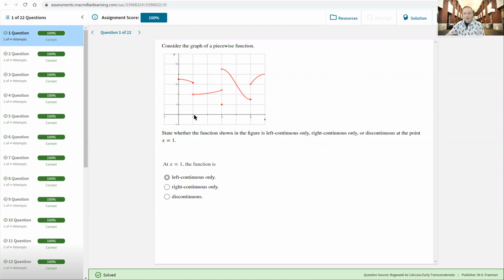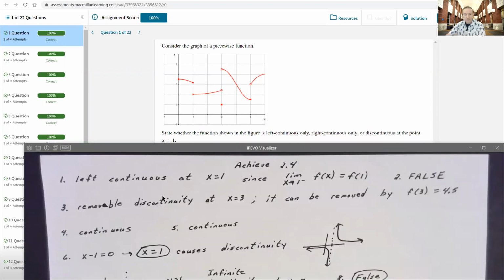Okay, so if I look at x equals 1 here, you can see that in this picture, f of 1 has a solid dot up here, which is the same y value as what the limit as x approaches 1 from the left is approaching. So I can say, well, that by definition is a left continuous function. So you'll see here in my work, all I had to do is say it's left continuous since the limit as x approaches 1 from the left of f of x is equal to f of 1.